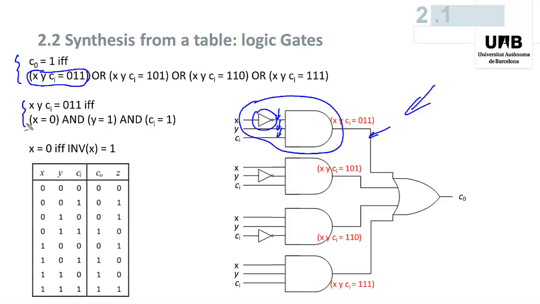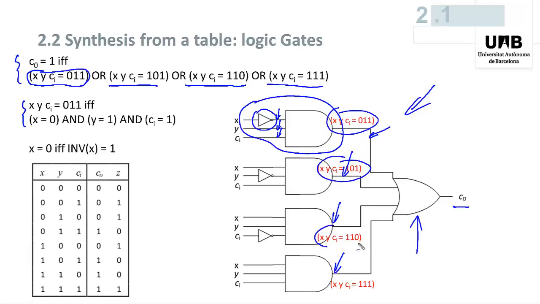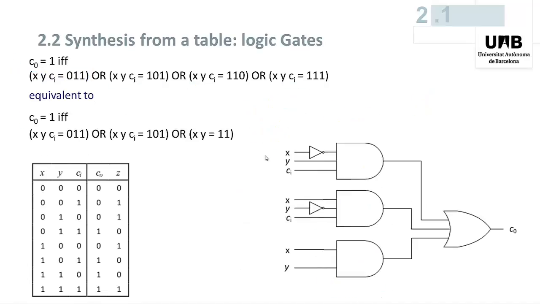which is exactly the first condition. In the same way, the second condition corresponds to this AND gate output, the third to the third AND gate, and the fourth to the fourth AND gate. Finally, the four conditions are gathered by means of a four-input OR gate, so that finally C0 is equal to 1 if one of the four conditions holds true.